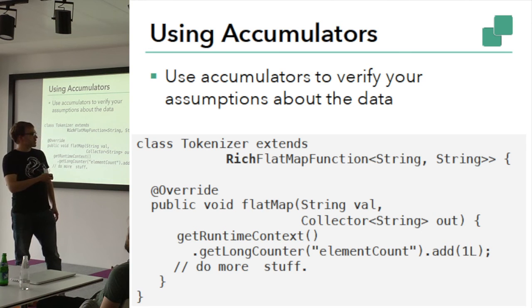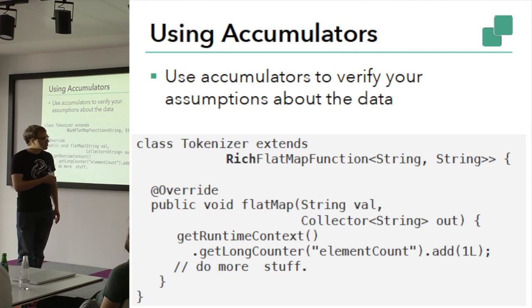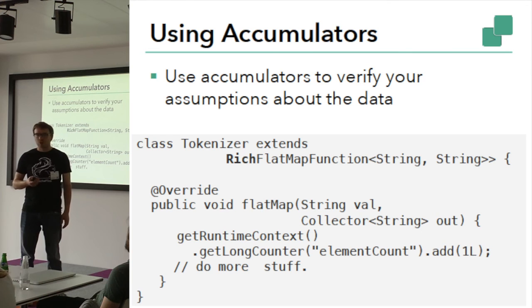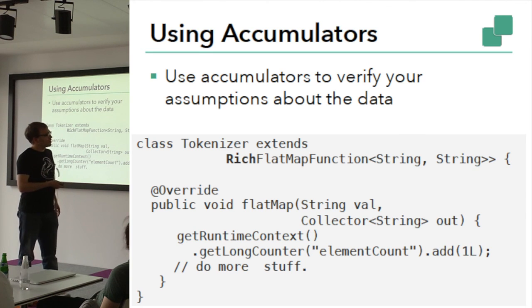You can use them again using the runtime context. To use the built-in counter, you just say get runtime context, get long counter. Again, you specify a name here. The name here needs to be global in your program, not only global in your function, but global over the whole program that you're executing. And then you can say add 1 or add whatever.